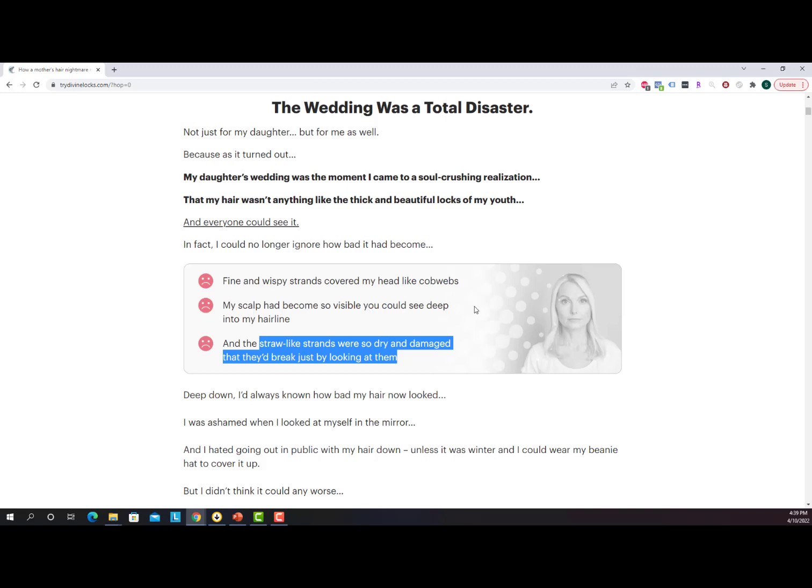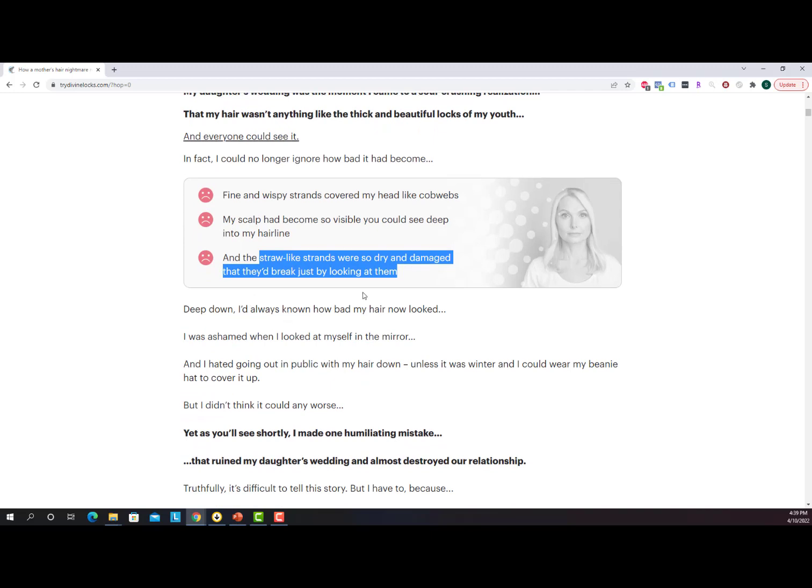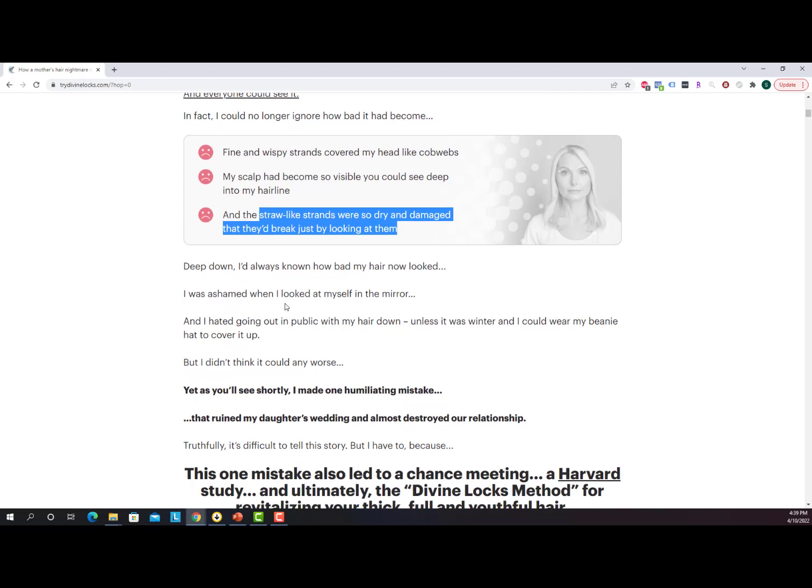So you start in the middle of the action. You were at the wedding. Everyone was looking at her. She introduces herself very quickly, and you get to the pain points right here, the bullets right here with the sad face. Deep down, I'd always known how bad my hair looked. I was ashamed. It's a punch to the gut, right? You're really hitting them with the feelings, the emotions associated with the problem.